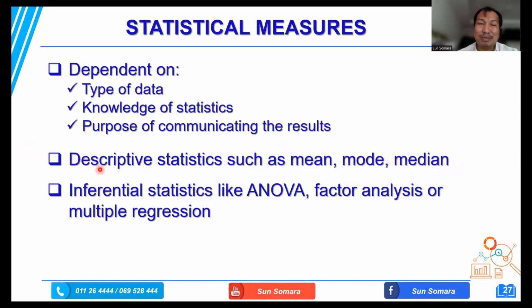Yeah, we can describe. But this one will try to analyze the problem deeper by using software and so on, or ANOVA and ANCOVA, multiple regression, or t-test and so on. So those things are about inferential statistics.